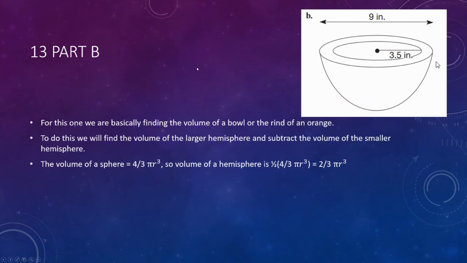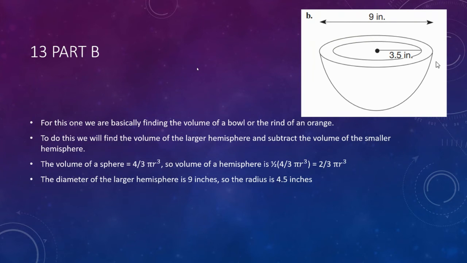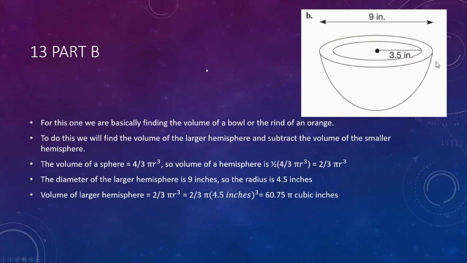The volume of a sphere is 4/3 pi r cubed. So to find half of a sphere, or a hemisphere, we'll multiply that by a half, and the 2 and the 4 cancel, so we end up with 2/3 pi r cubed. And we know the diameter of the larger hemisphere. The distance all the way across is 9 inches. So that means its radius is half of that, which is 4.5 inches.